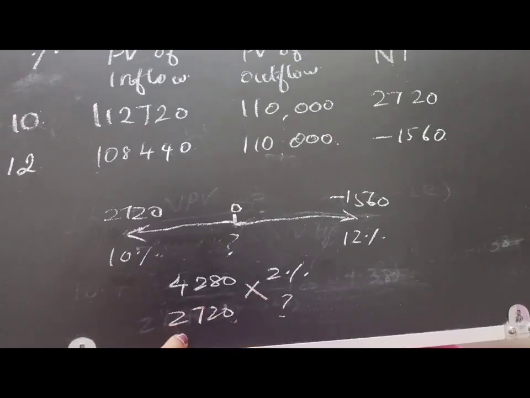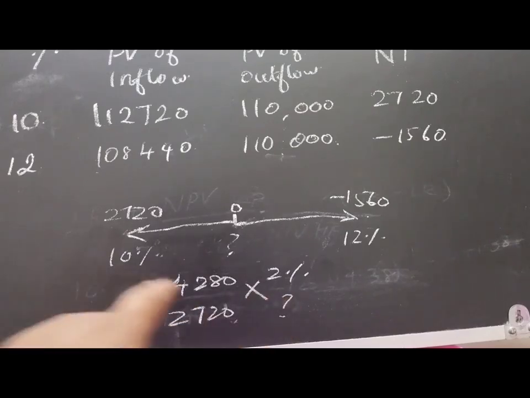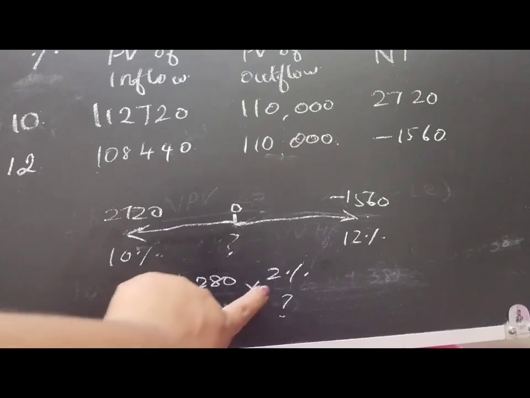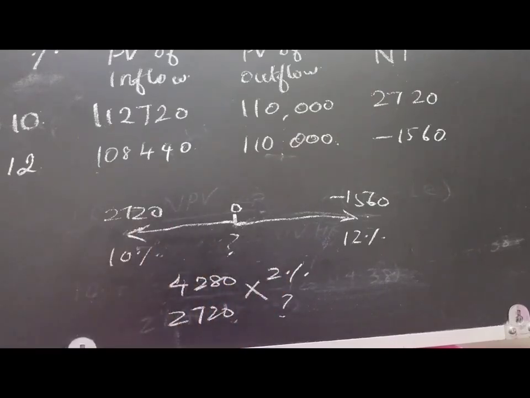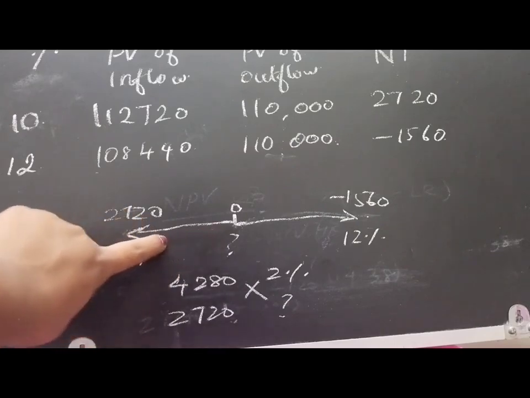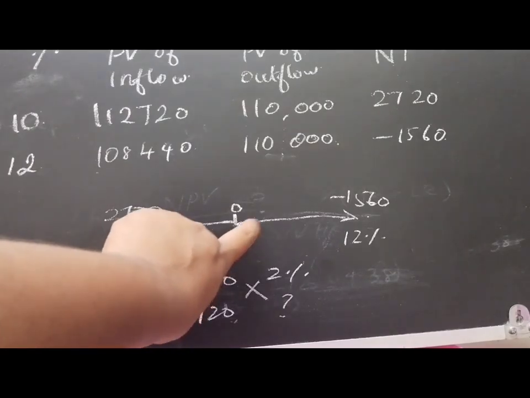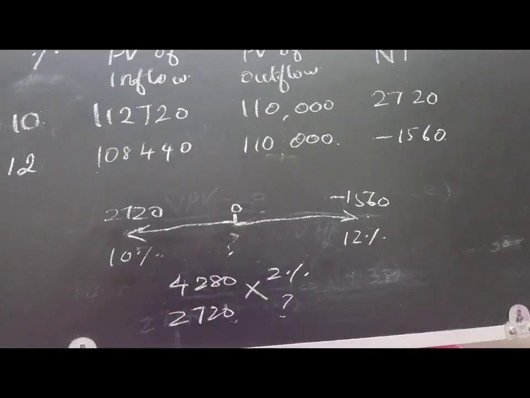For 2720, how much is the discounting factor? So cross multiply: 2720 into 2 divided by 4280. I will get 1.38, that is 1.38 discount percentage. So this area alone is 1.38%. So if I add 1.38 to this 10%, I will get the IRR at NPV 0.